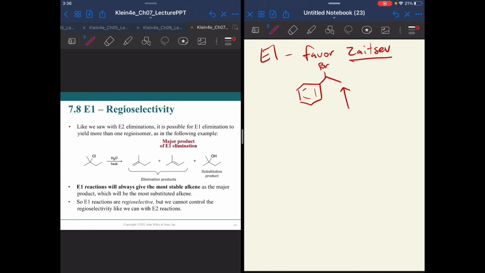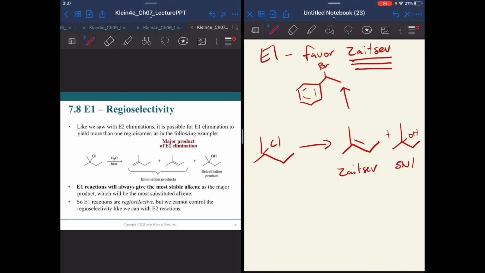However, sometimes you are going to have a choice, and so you want to favor Zaitsev. So for instance, in this example, if I asked you for the major products, what I would want to see is the major elimination product, the Zaitsev product, as well as the SN1 product. So this one would be minor. If you were asked to draw all of the products, you would put in both. But if you're asked for the major product, we want the Zaitsev product.